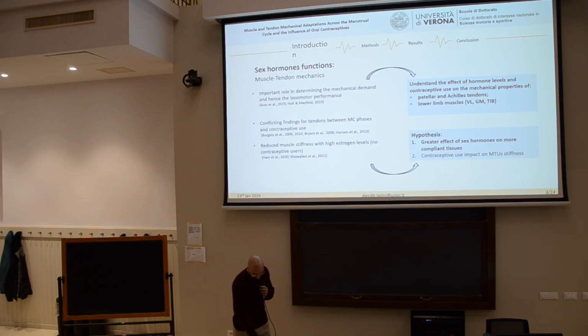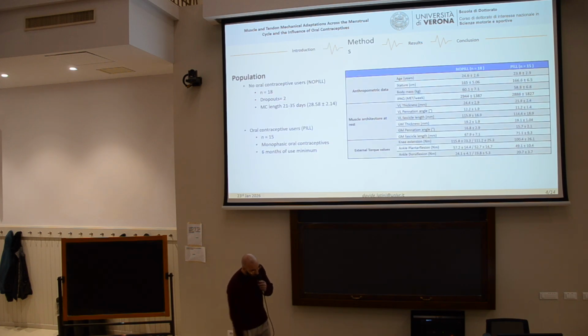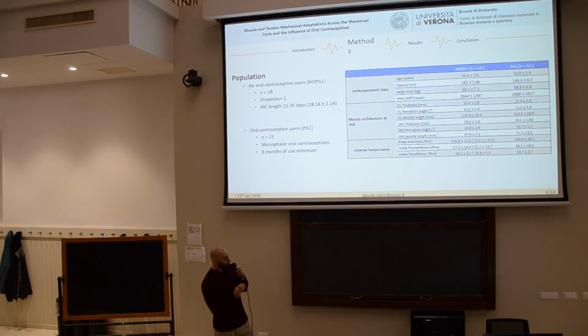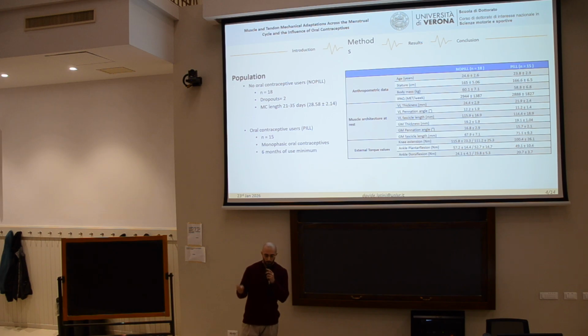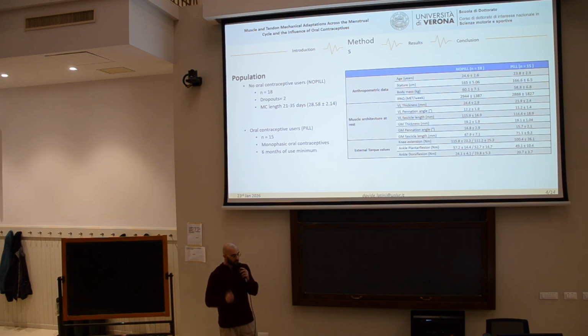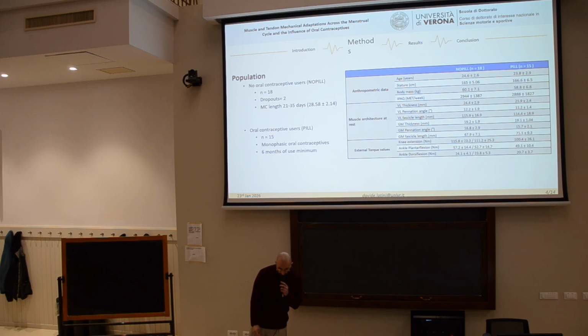to also detect the differences between changes in hormones due to the assumption or not of oral contraceptives. To do so, we recruited 35 participants, divided into two groups, the no-pill group and the pill group. As you can see from this slide, the groups were matched for physical activity, anthropometric data, and also muscle strength and architecture.